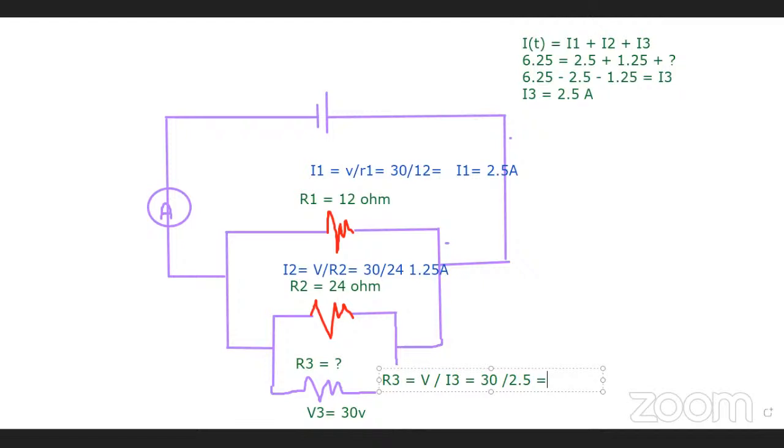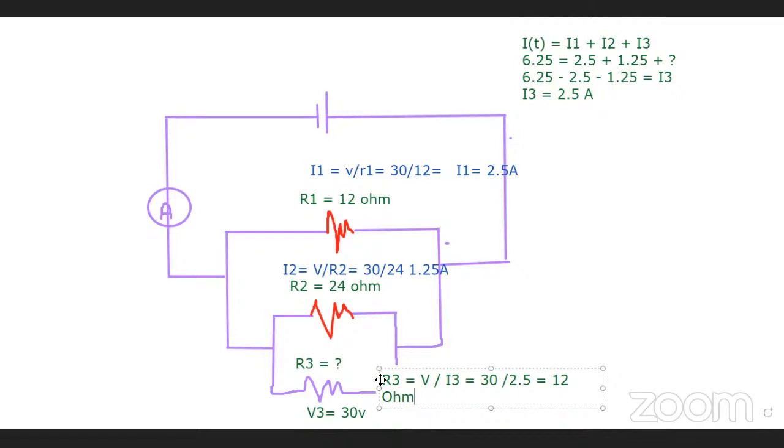Let me do the calculations as well. 30 divided by 2.5. It is 12. Yes, good. And what will be the unit? Ohms. Yes, ohms. Okay. Now what else do we have to find here?